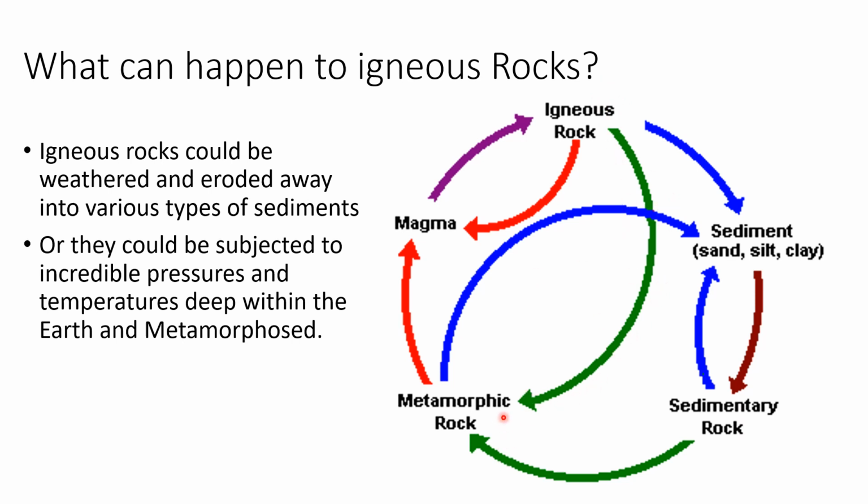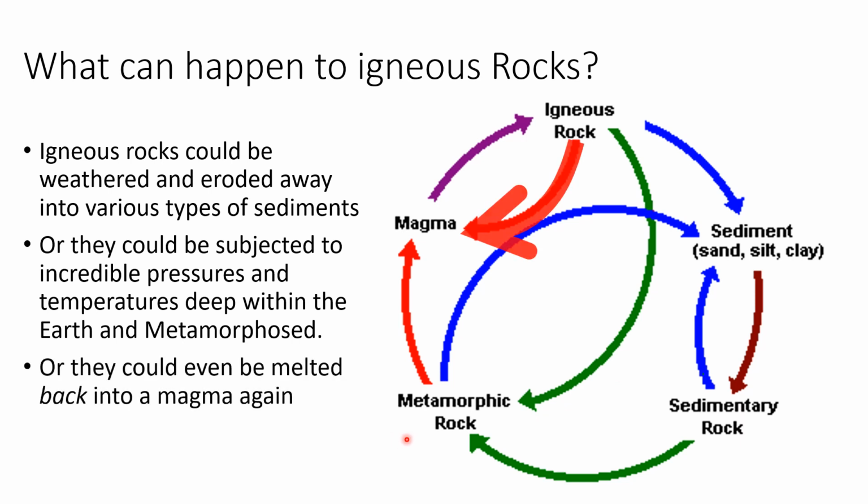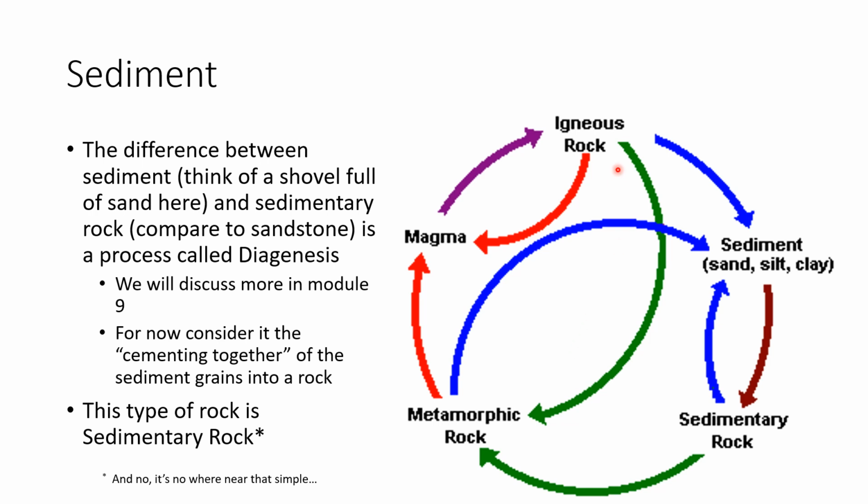Or it could get buried deep in the earth or otherwise exposed to extreme pressure and temperature, and it can be metamorphosed. So this is a process arrow, so something is happening. The process is called metamorphism or metamorphosis, and it changes a rock, in this case igneous, into a metamorphic rock. What else could happen? Well, you could remelt it. So you could freeze magma into an igneous rock, but then you can melt it. Okay, choosing one of those directions.